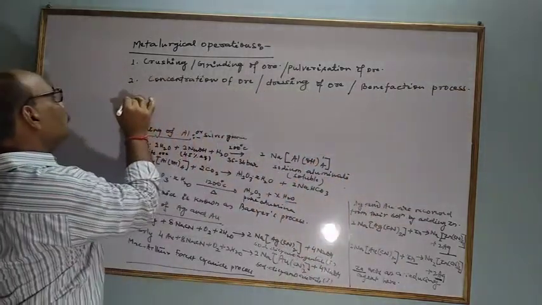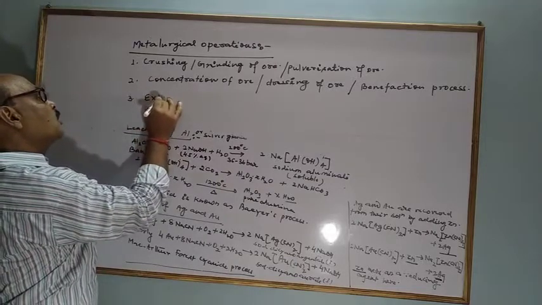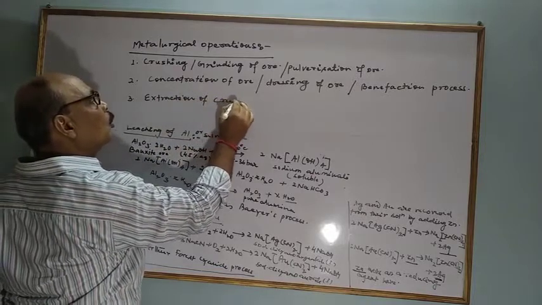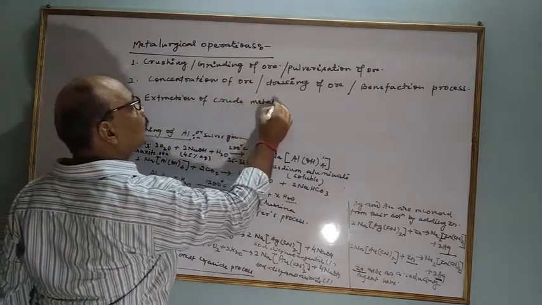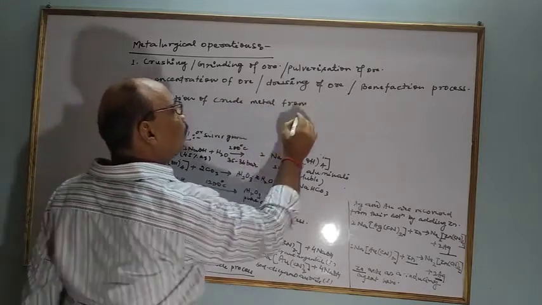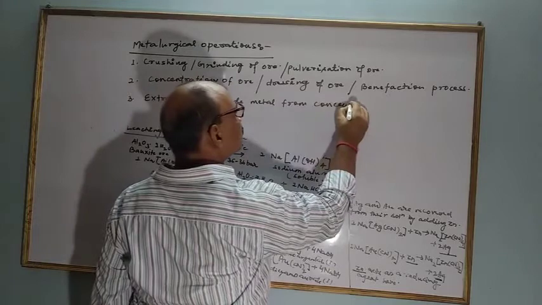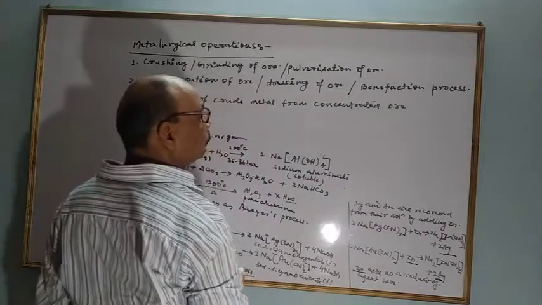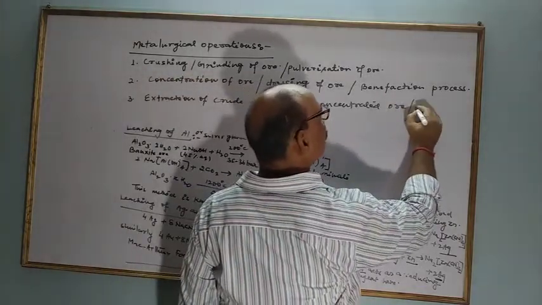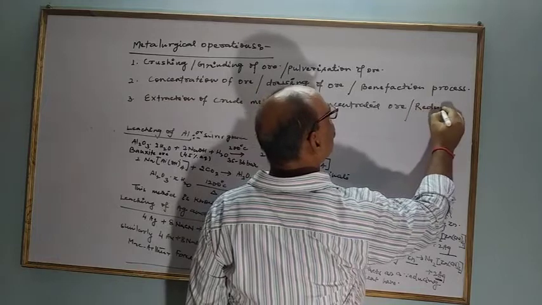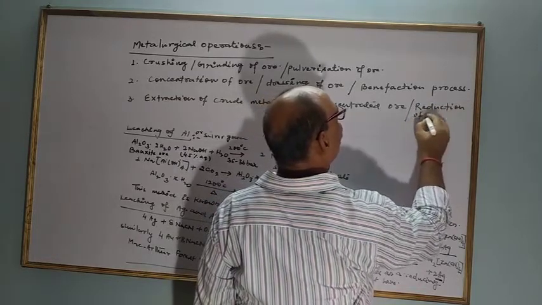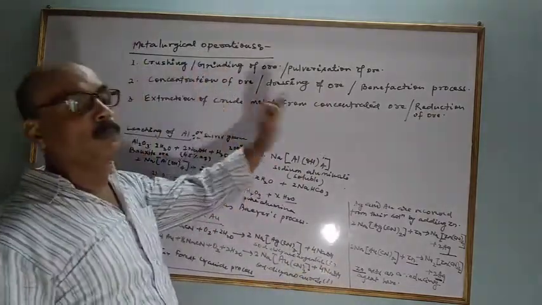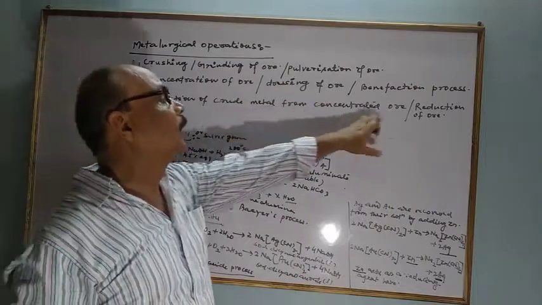Third, extraction of crude metal from concentrated ore. It is also termed as reduction of ore. In this operation, we try to remove the impurities which are found in the ore.